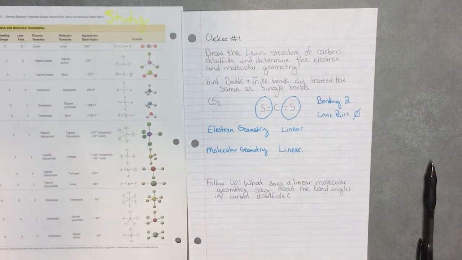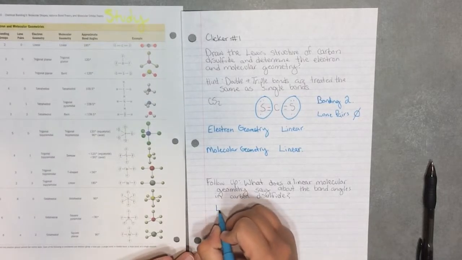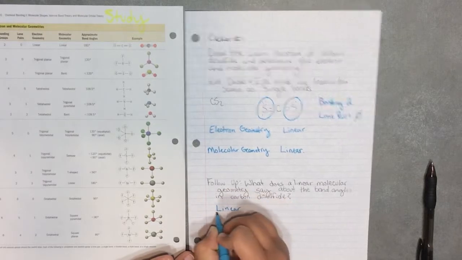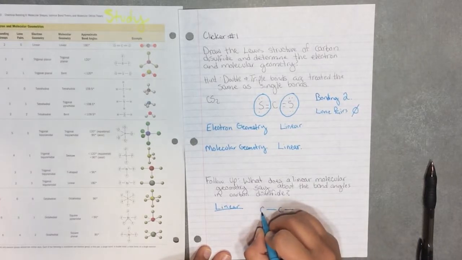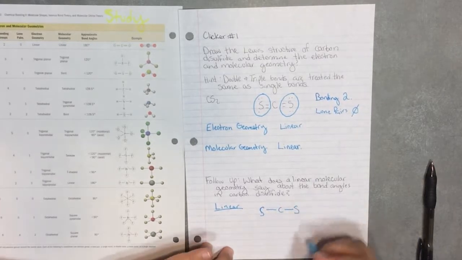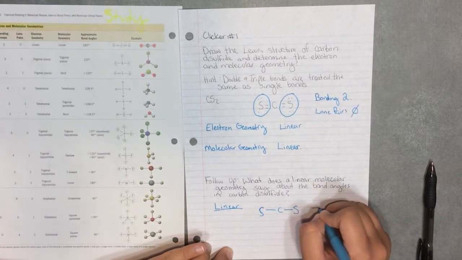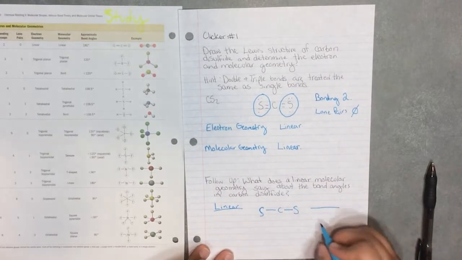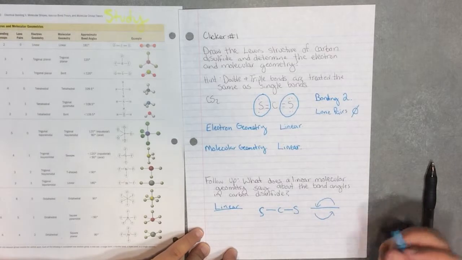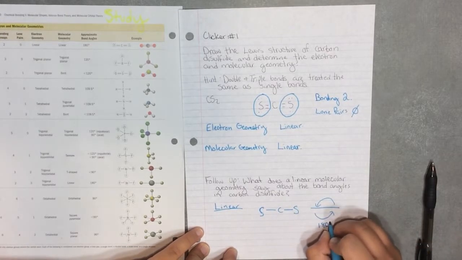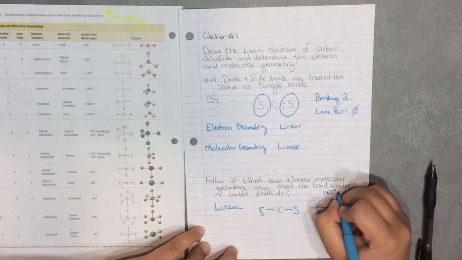As a follow-up to this clicker question, what does a linear molecular geometry say about the bond angles in carbon disulfide? If you look, you have a linear molecular geometry. Linear means a straight line. So the molecule is basically attached and lays flat. This means that the bond angles are right here. This is 180 degrees for the bond angle.